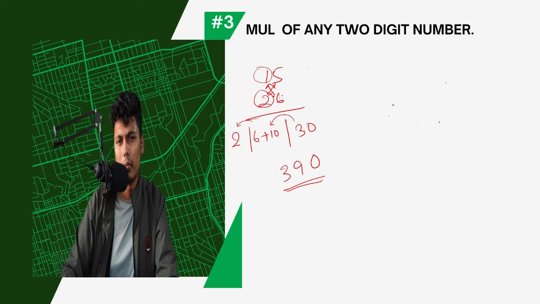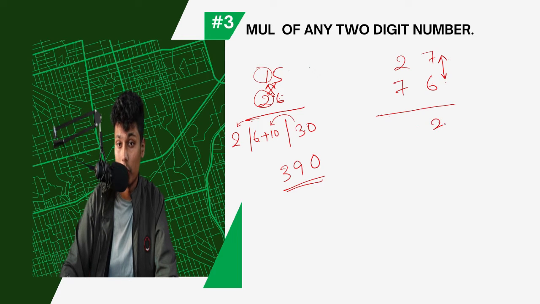So here, let me take 27 into 76. First step is to multiply these two. 7 sixes are 42, right? So write down 42. Next, do the cross multiplication. 6 twos are 12, right? 12 plus 7 sevens, 49.